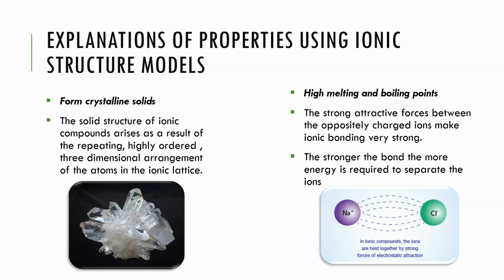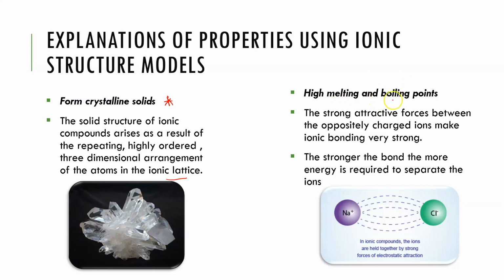When we look at explanations using the ionic structure, we want to first talk about the property itself and then what from that property relates back to the model. The first is crystalline solids, and we saw this with metals as well. The solid structure of the compound arises, so these crystalline structures, as a result of the repeating, highly ordered three-dimensional arrangement of the ionic lattice. So because it is three-dimensional, highly ordered and repeating, we see crystalline growth in the solid state.